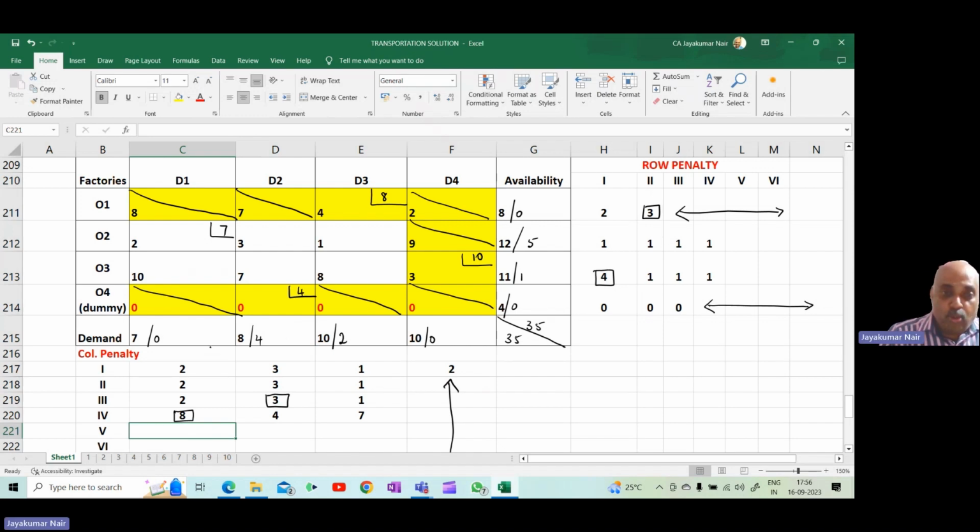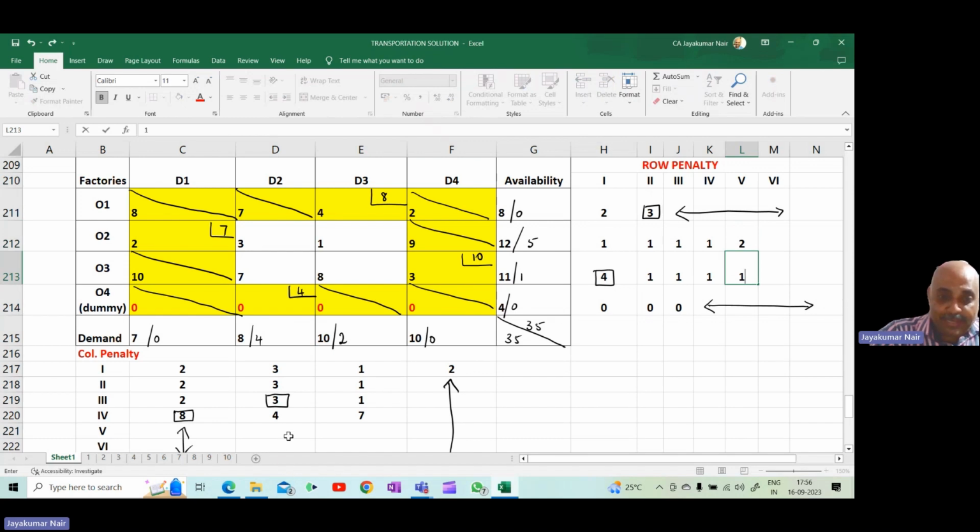Okay. So now what happens? This particular column you have to cancel because it has already become 0. No need to calculate penalty cost for this particular column henceforth. Again, calculate what is the row penalty. It is 2 and 1. What is the column penalty? It is 4 and 7. Which is the highest? Highest is 7.